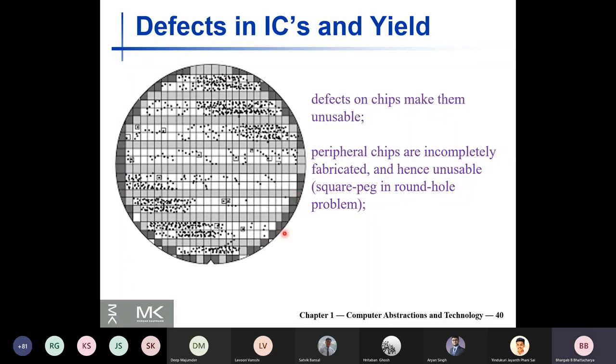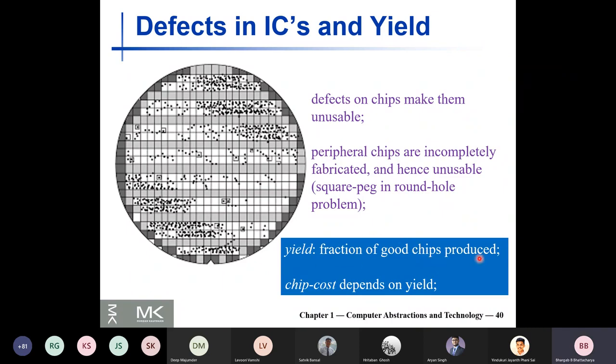Also the peripheral chips are incompletely fabricated. They are not full rectangles, hence they are unusable. So peripheral chips are unusable, and if some defect occurs, they are unusable. Only the clean chips are usable. The yield is nothing but the fraction of good chips produced, and the chip cost obviously depends on yield. So the economics depends on the yield of the manufacturing process. It's a very important parameter, and yield depends on the defect distribution and so on. Companies like Intel aim to improve this yield, because it determines the entire economics.